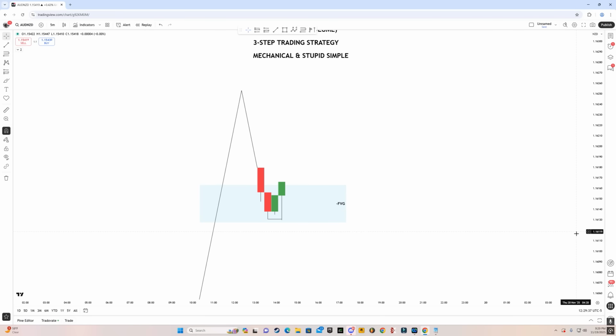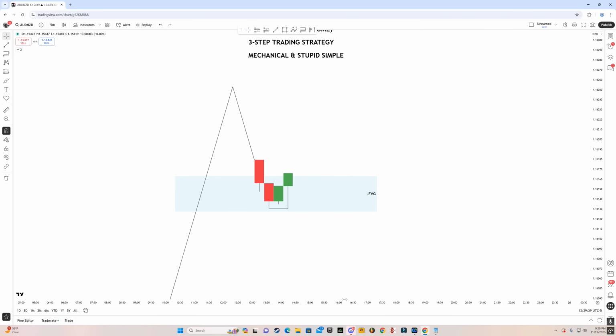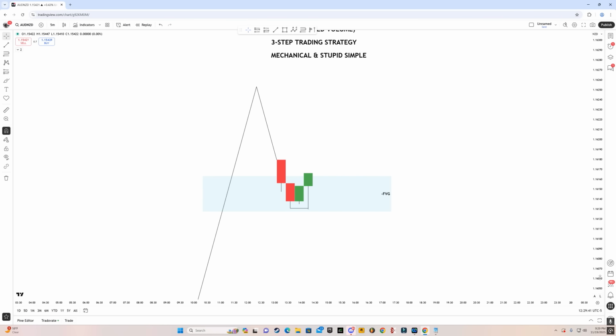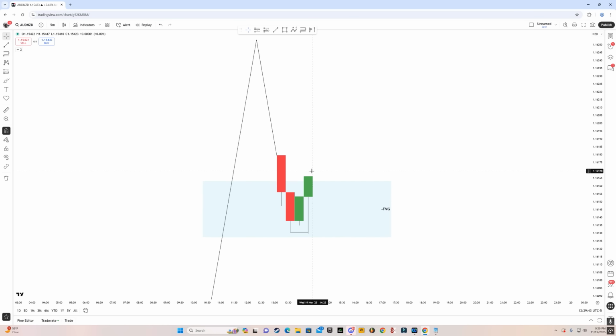So the step number 3, really, really simple and really mechanical, is that the very first candle, which is right here, that sweeps that low, right, must close as a bullish candle, meaning that it should close above the opening price of that candle. So we have this 5-minute candle, it sweeps the low, and then it closes bullish.